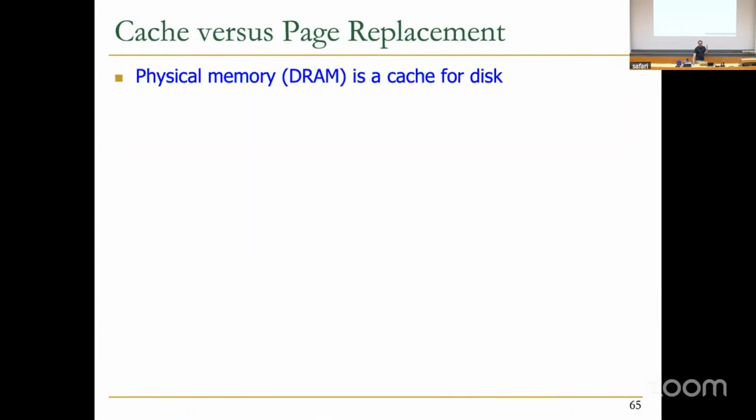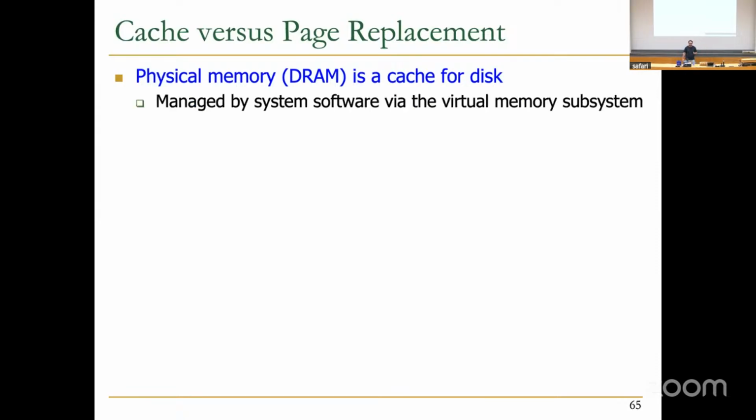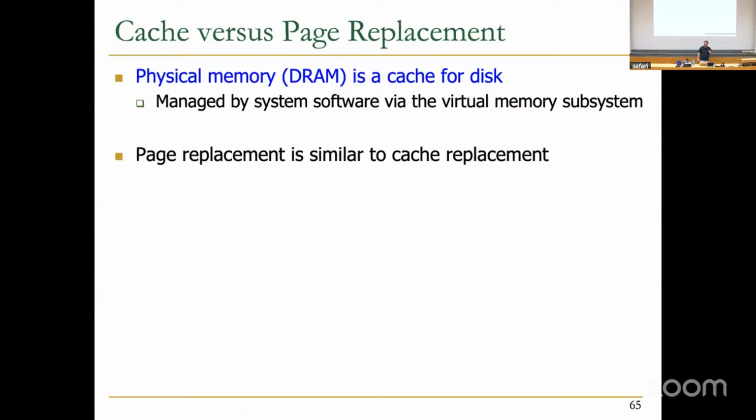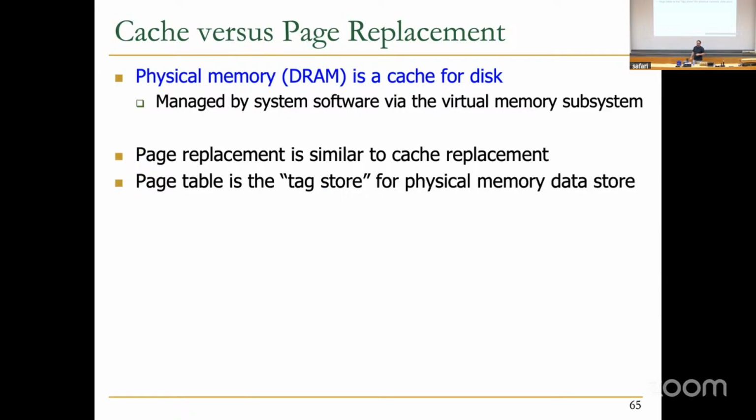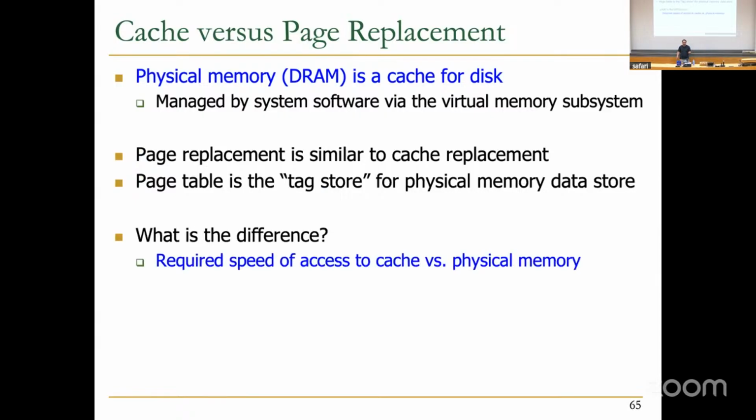So you can think of the analogous problem when it comes to caches. The physical memory, you can think of it as a cache for the disk. It's managed by the system software via the virtual memory subsystem, and the page replacement is similar to the cache replacement. The page table is a tag store, and the key difference is that the speed of access is different. We can access the cache in 1, 2, 3, 4 nanoseconds. We can access the main memory in 100 nanoseconds.